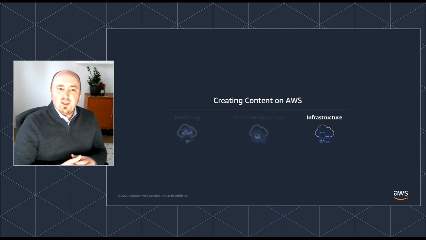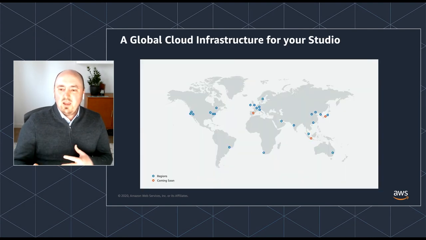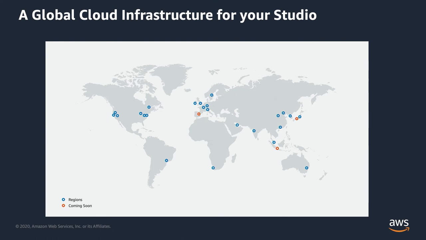So I'll show this map again as a bit of a reminder here that in many ways, your infrastructure already exists to create a global studio. AWS has regions all over the world that you can leverage to create a studio and be able to tap into talent in multiple cities and locations that have deep talent pools.